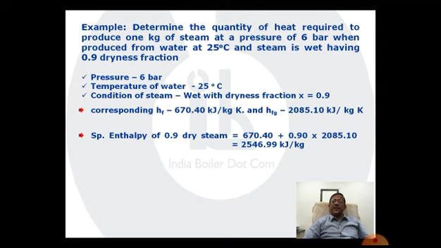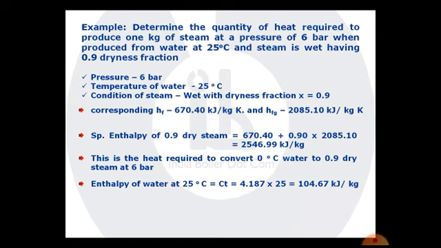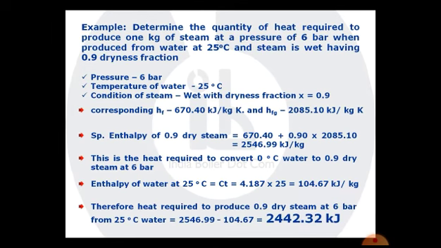So this amount of heat has been added to 0 degree centigrade water, but we have not started with 0 degree centigrade water. Our water is at 25 degrees centigrade. Therefore, there is already some enthalpy. The enthalpy at 25 degrees centigrade is, as I told you, Cpt, which comes to 104.67. This much heat was already there. So the additional heat required was the difference, which is 2442.32 kilojoules. This is a very simple problem. Similarly, you can find the enthalpy of superheated steam and saturated steam directly from the steam table.